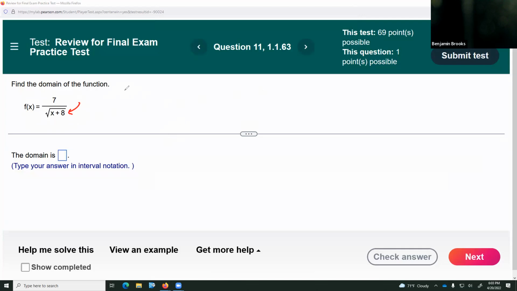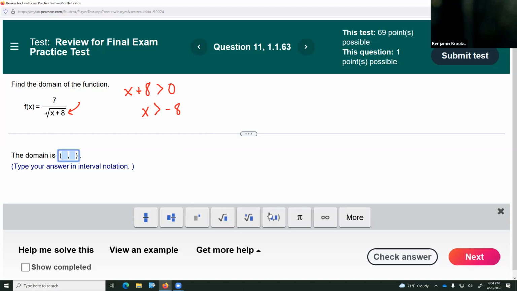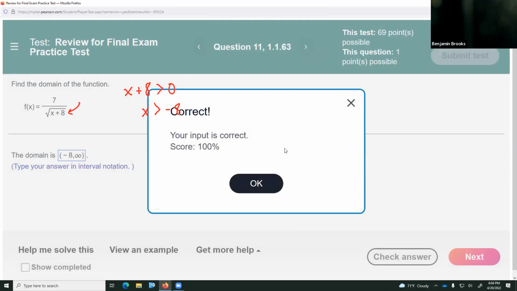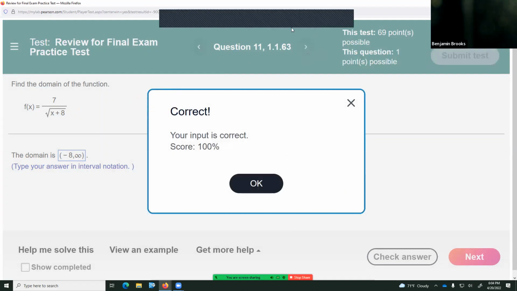Undefined, exactly. So in this case, not only do we need it to be greater than or equal to 0, we need it to be strictly greater than 0. All right, so what we're going to do is subtract 8 on both sides, so x is greater than -8. So our domain is going to be completely in parentheses. We're going to have -8 on one side and then to infinity and beyond. Questions?